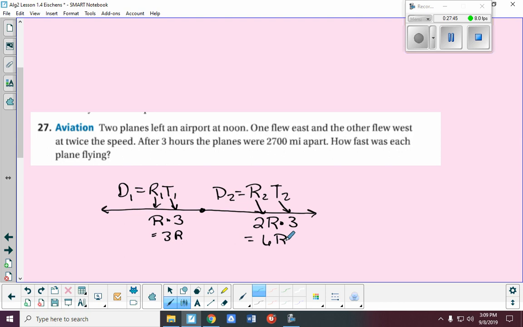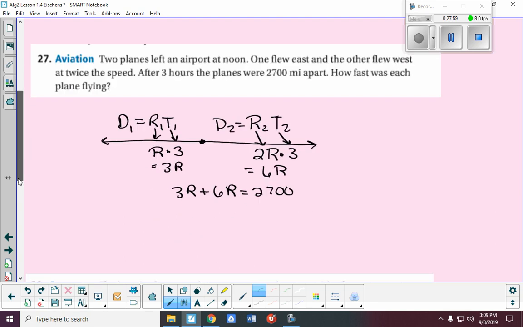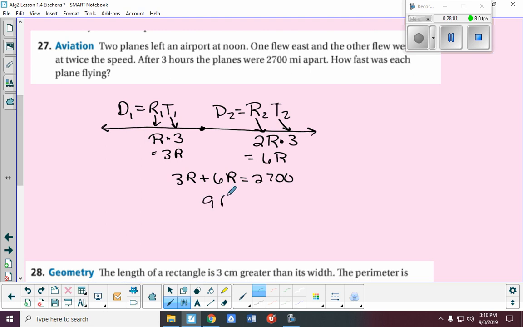And here's what we know about the distances. If you add them together, it equals 2,700 miles. So 3R plus 6R equals 2,700. So 9R equals 2,700. So R equals 300. So the rate is 300, and the other one was twice as fast, so the other one had a rate of 600.